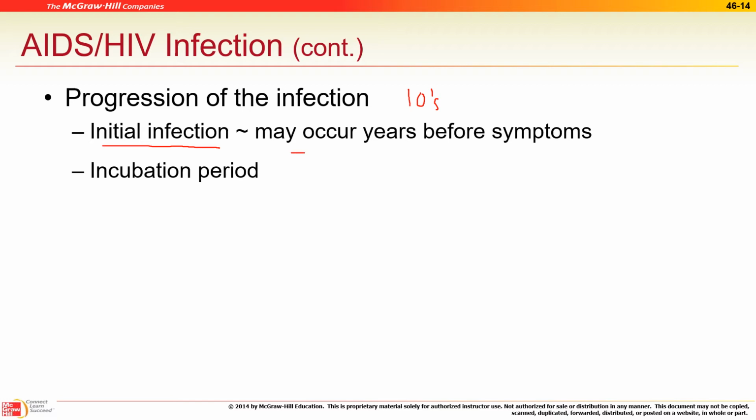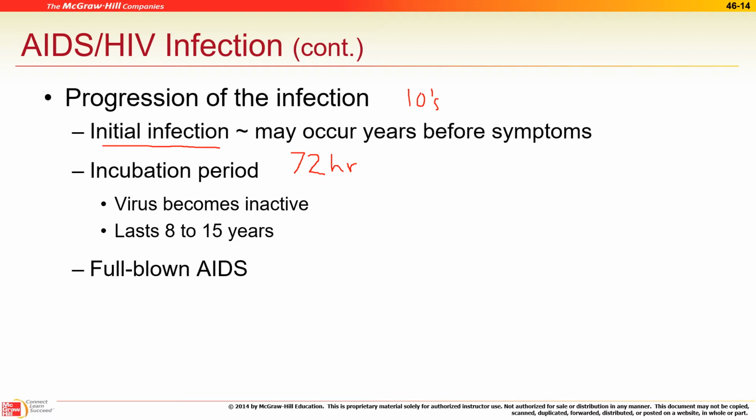So if you get a needle stick from somebody who's HIV positive or you think you've been exposed, unprotected sex, start retroviral medication right away. It takes about 72 hours for the virus to actually attach to T cells and start infecting you. So if you're exposed, get treated right away. It's a good chance you'll never contract HIV. Full-blown AIDS, of course, only when your T cell count is below 200.